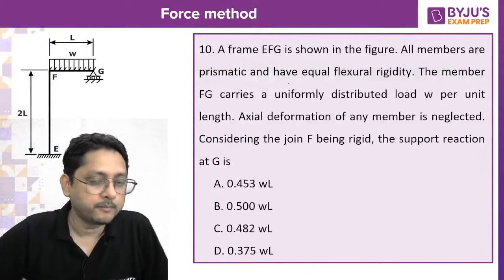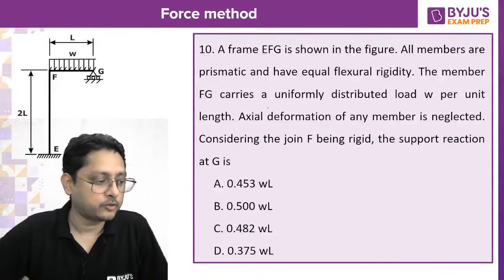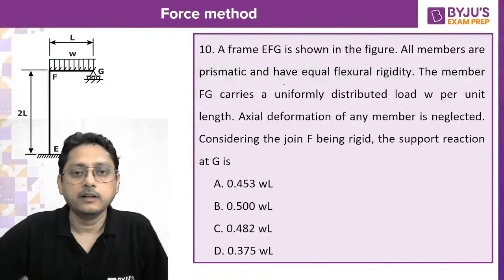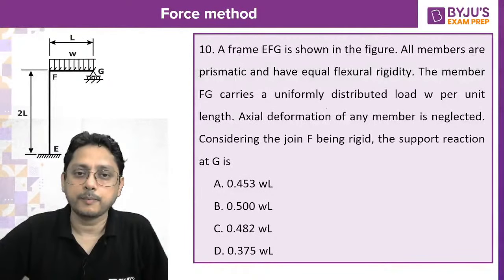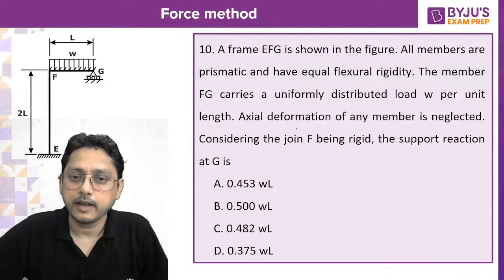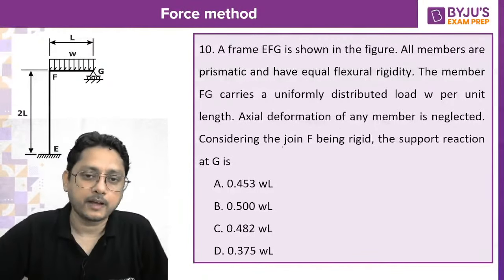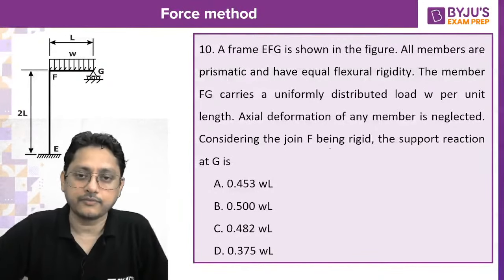Now this problem is also a good one, but it will take some time to calculate. A frame EFG is shown in the figure. All the members are prismatic. The member FG carries a uniformly distributed load W per unit length. Axial deformation of the member is neglected. Consider the joint F as rigid.